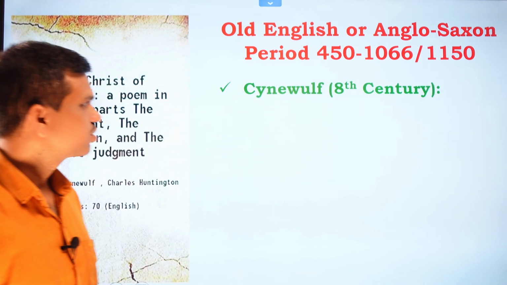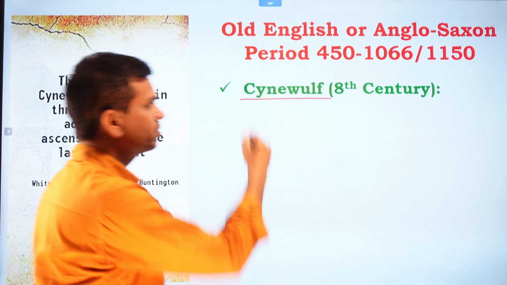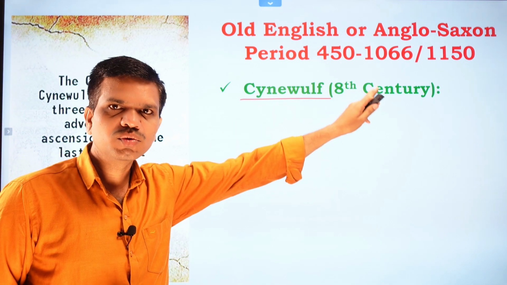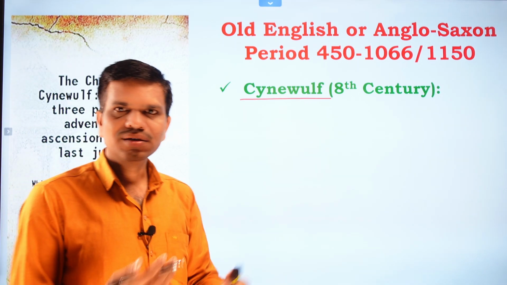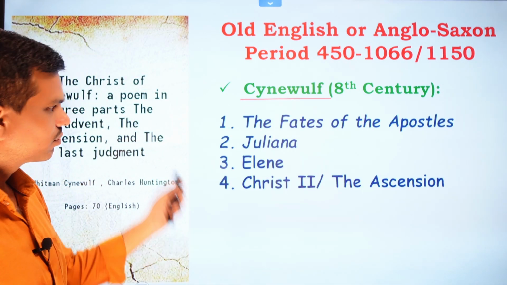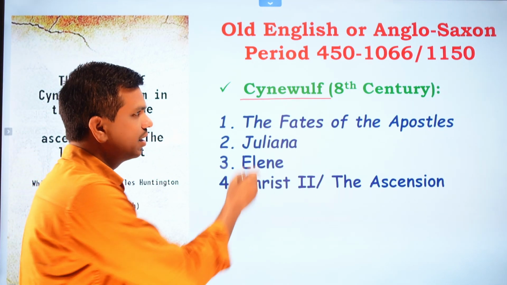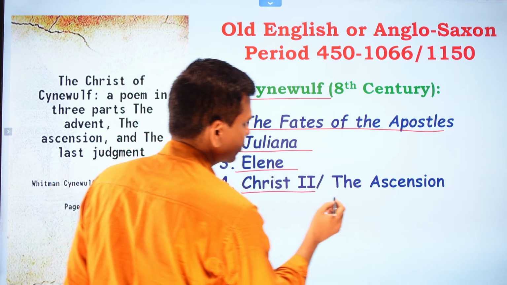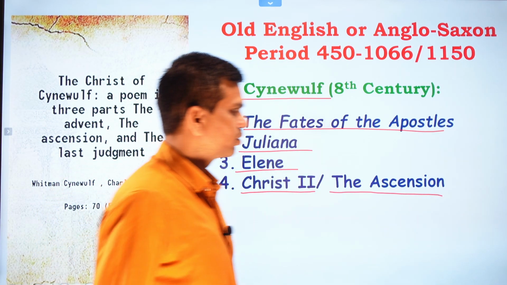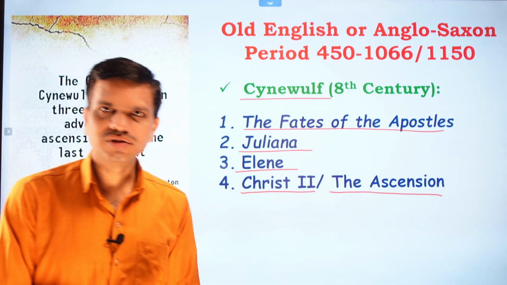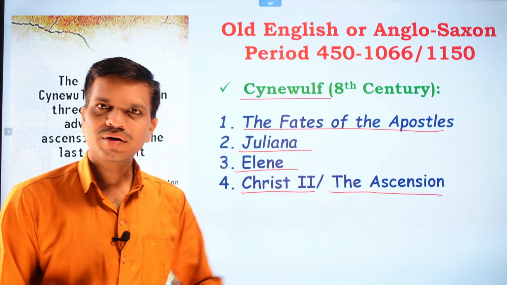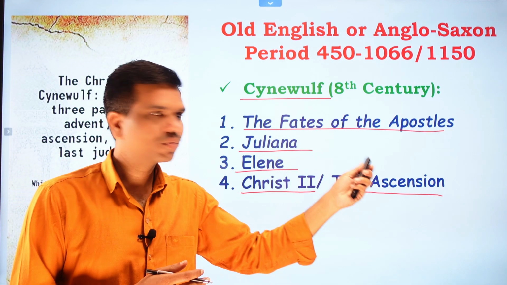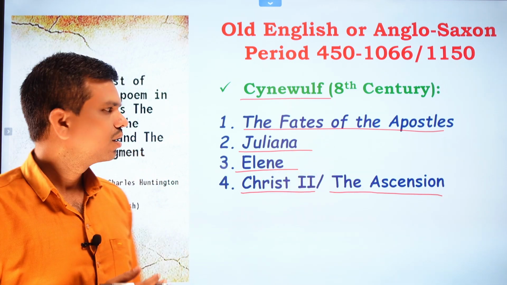Let's move next, and next you have Cynewulf. So pronunciation of this spelling: Cynewulf, who belonged to the 8th century. So understand that. And he composed some of the important works in English literature. The Fates of the Apostles. Next you have Juliana, Elene, Christ the Second, which is also called the Ascension. So these 4 works are important in English literature. Again, you can study these works or get more information about what is there in the work or the poem; all these are poems.